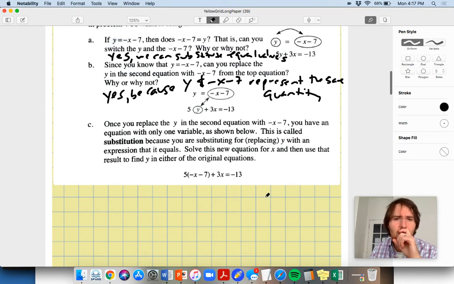Once you replace the y in the second equation with negative x minus 7, you have an equation with only one variable. Hooray. We get one variable here, and we're able to solve it. It's called substitution because you're substituting, replacing y with an expression that equals it. Solve this new equation for x, and then use that result to find y in either of the original equations.